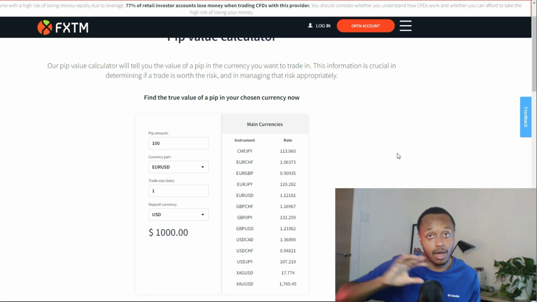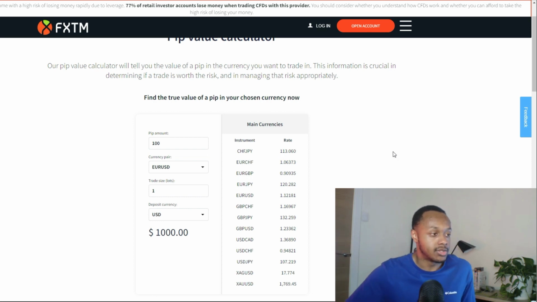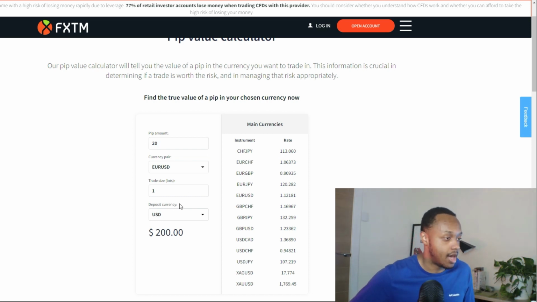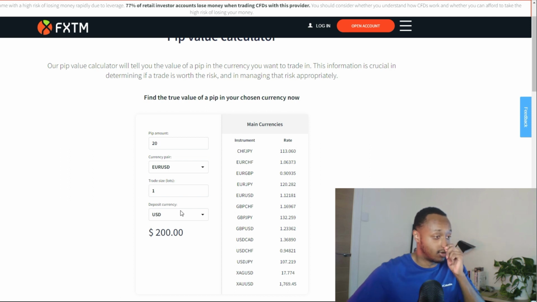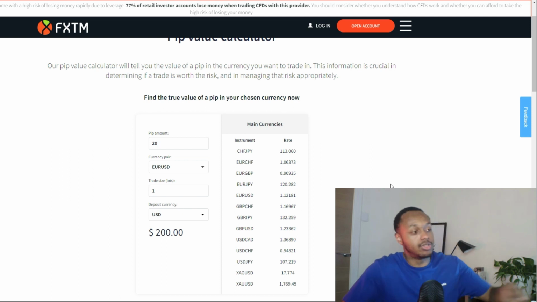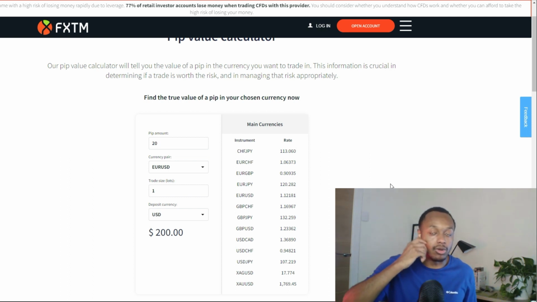So if you lose this trade, $100 is what we should be losing. So say we change that from 100 to 20, because that's a stop loss size. Say we're going to trade Euro USD, generic pair, and let's say we're going to use a one lot size. You can see for this, if we're using one lot for this trade, we're going to be losing $200, which is not what you want to be using.